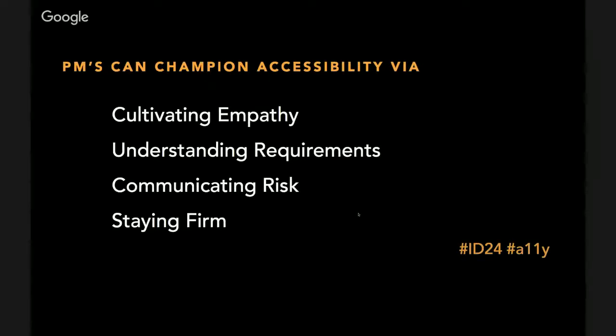So project managers and product managers can really champion accessibility via four main concepts. The first is cultivating empathy: trying to get folks to understand how people who are different than them may use the web. So how people use assistive technology to help them access content, make purchases, and participate in the full online society that we've been developing over the years.